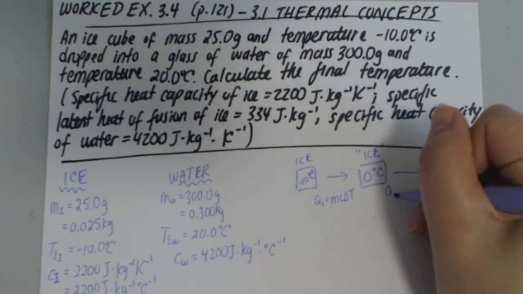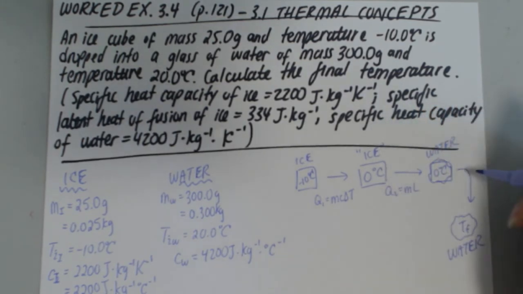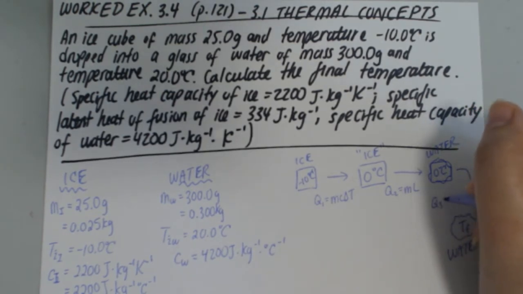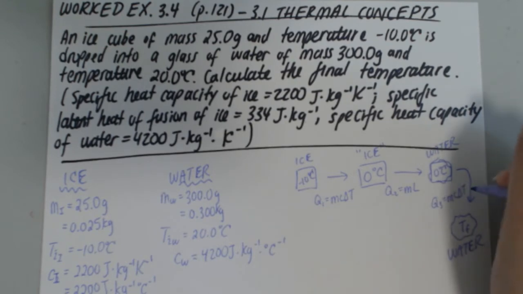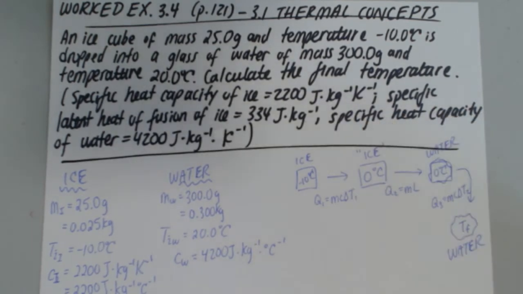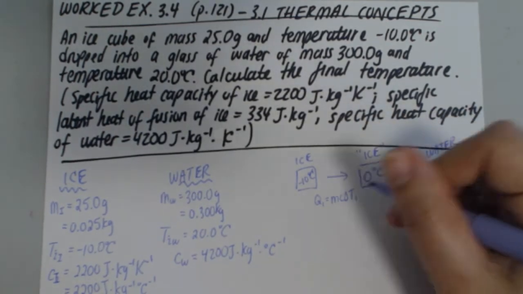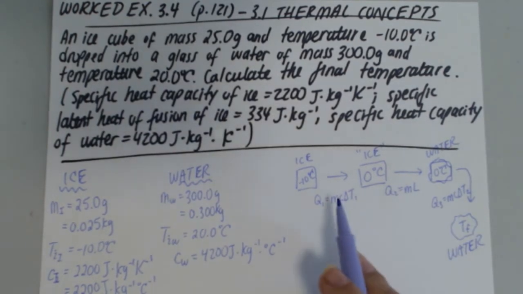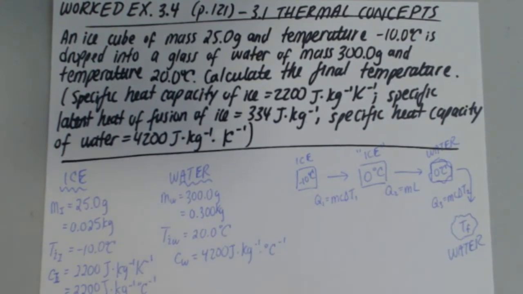We have latent heat. Q2 is equal to ml. And finally, as it changes temperature from 0 to whatever final temperature it's going to reach in its water state, we have Q3, which is mc delta T. This is a new delta T, this is another delta T. So we can call this delta T2, delta T1. So these three increases in heat for the ice is what the water is going to lose.